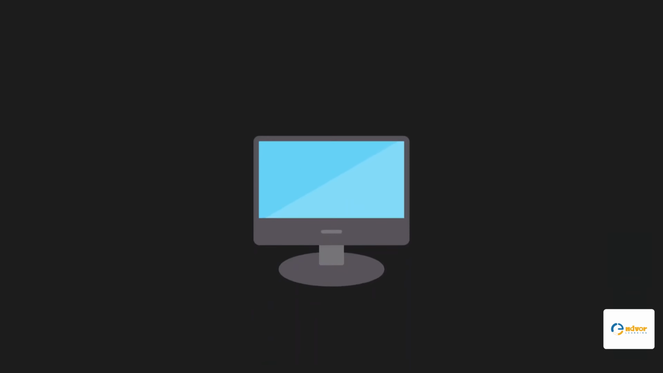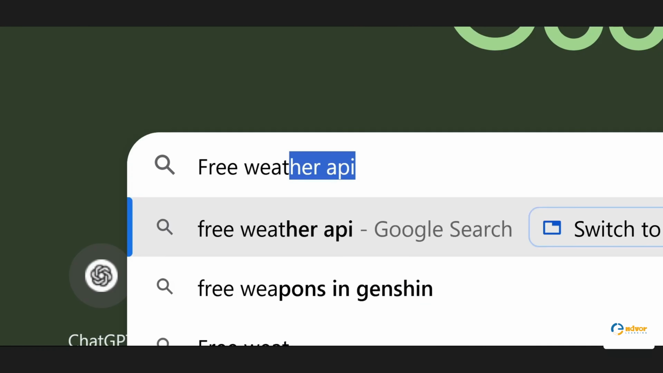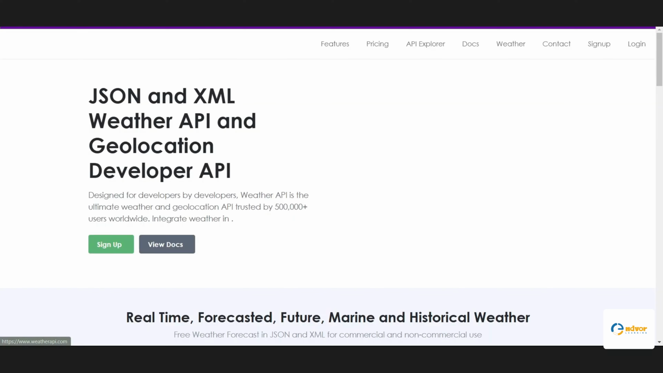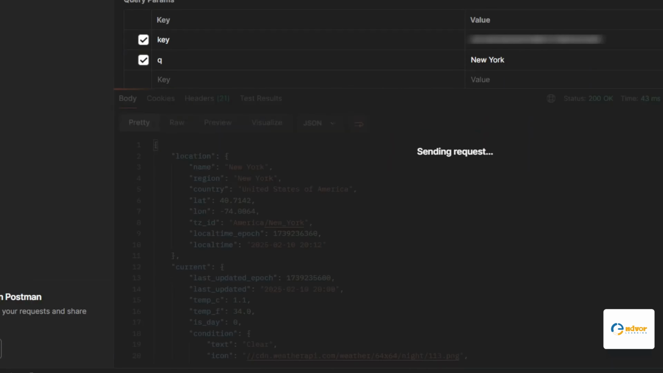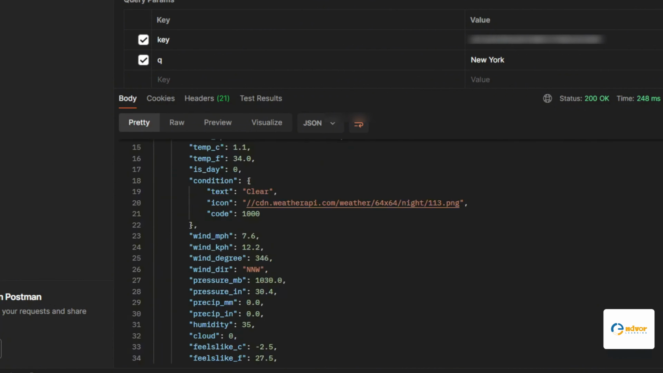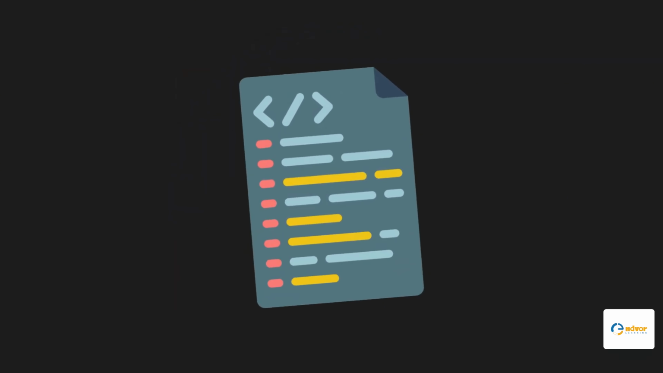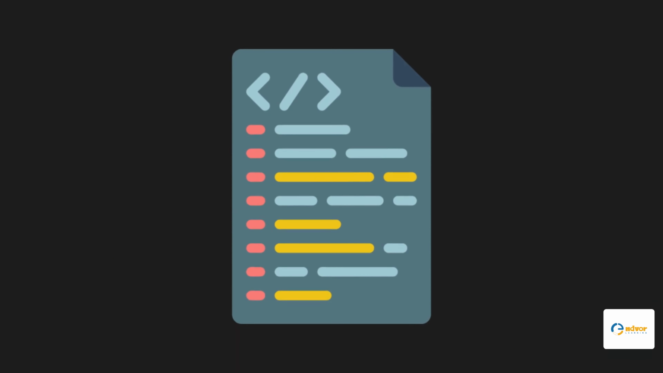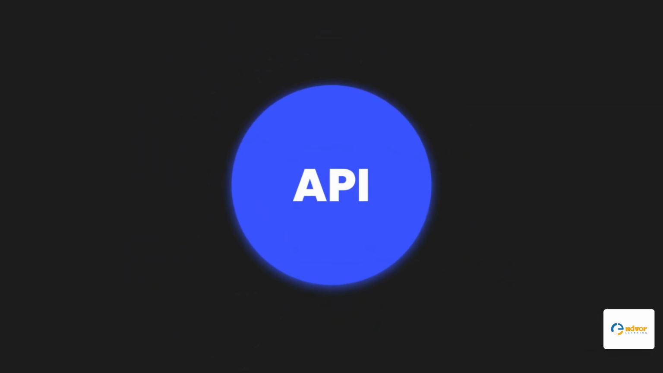Do you remember when you created your first weather app? You Googled free weather API, found the perfect website, and copy-pasted the sample URL into Postman, praying to the coding gods for it to work. At first you thought, wow, this is easy. You fetched some data and watched those beautiful JSON responses flow into your app like magic. You got excited to build more projects and even dreamed of creating your own APIs.